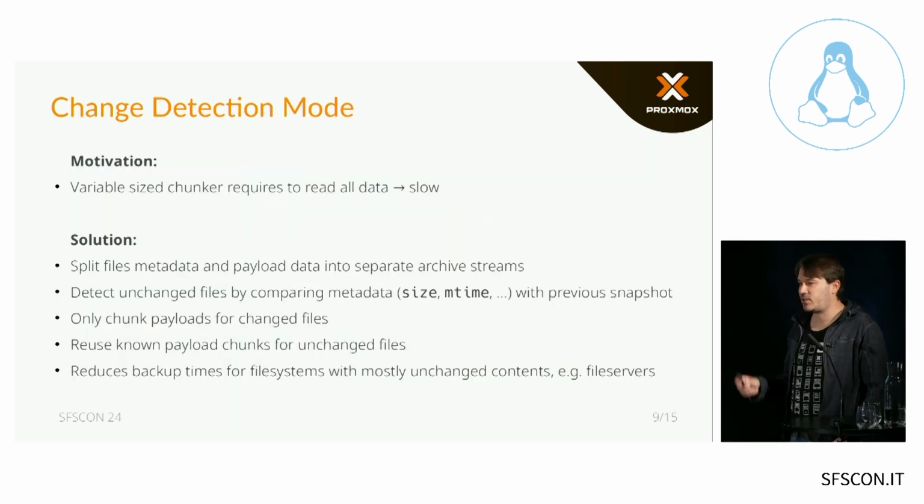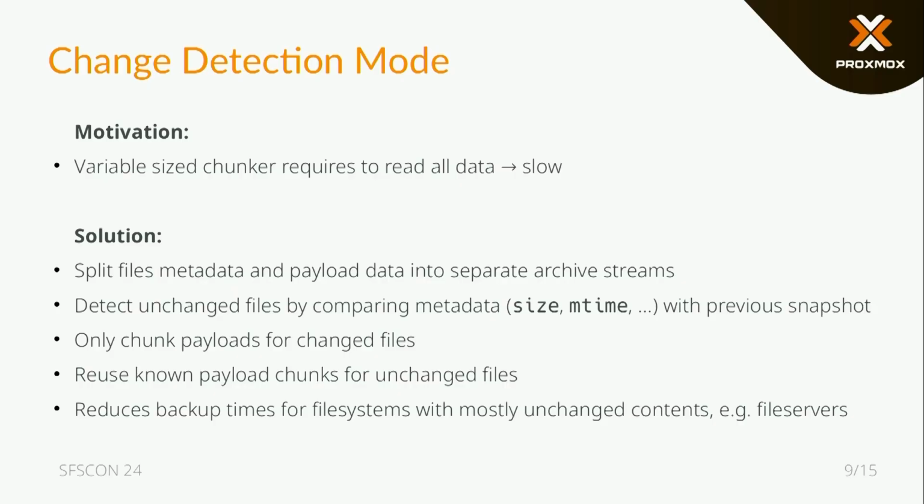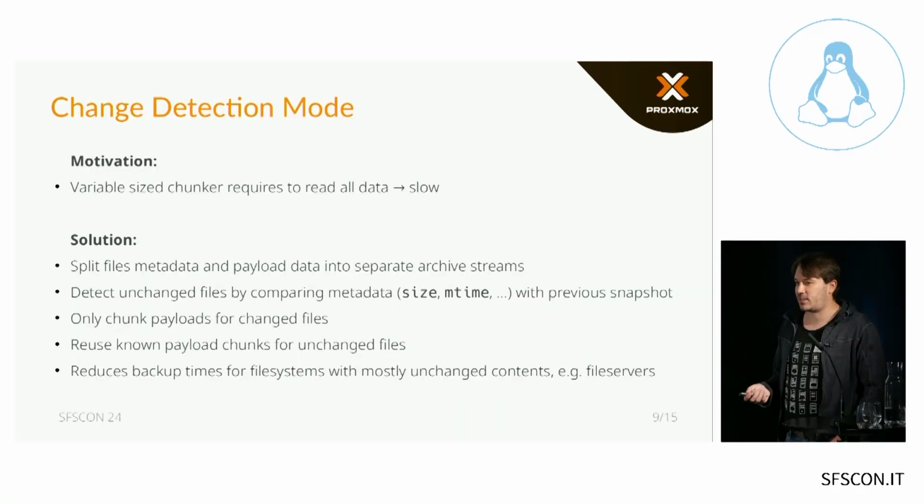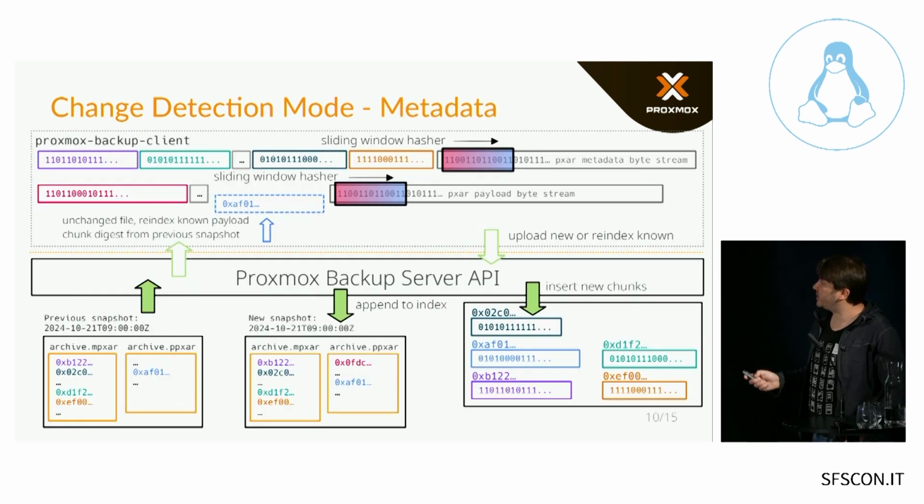Again, the downside is that if you have to reread and rechunk all the data in order to calculate the digest, this can be slow. So we introduced a new mode for Linux container and host backups in order to speed up the process by splitting the metadata and the payload data into two separate archive streams, so we can compare the metadata and only rechunk payload data for files which actually have been changed, while we reuse the chunks from the other ones. So this now looks like this.